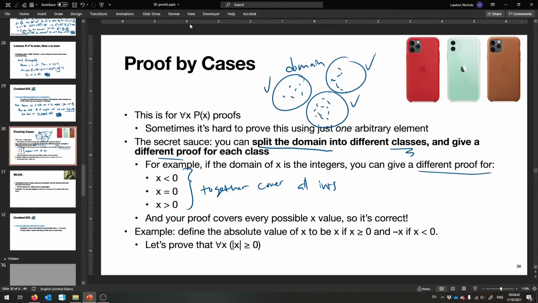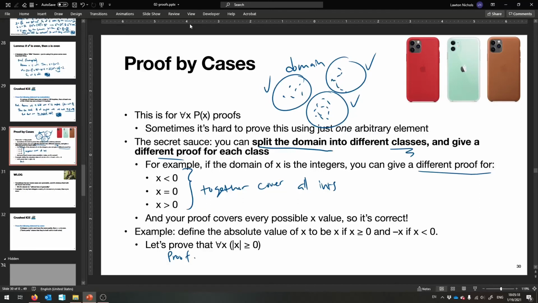So for example, let's define that the absolute value of x is x if x is greater than or equal to 0, and negative x if x is less than 0. That's a standard way of defining the absolute value of x. So let's prove now that for all x, the absolute value of x is greater than or equal to 0. And you can see where the cases kind of naturally arise, because if x is greater than or equal to 0, I have one thing. If x is less than 0, I have another thing. So now I can break it up into those 2 cases, and I have an easier proof. Okay? So, proof. Tiny proof down here.